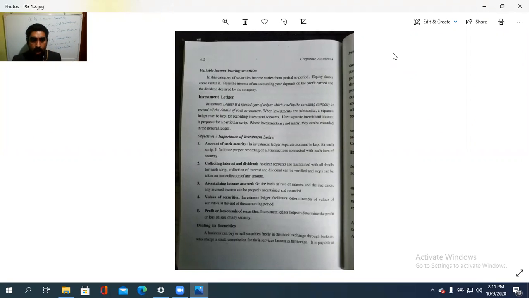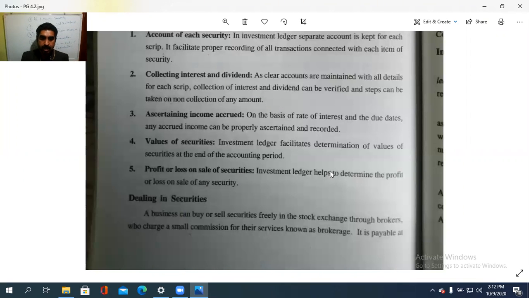So we saw the objectives with regard to the investment ledger. It is the ledger prepared by the investment company to record all the details with regard to each and every investment. Next, with regard to this is dealing in securities. How this is to be dealt with. A business can buy or sell securities freely in the stock exchange through brokers who charge a small commission for their services as brokerage. I think you know about that previously. Brokerage is a type of commission taken by the broker in dealing with the shares or the securities in the stock market.